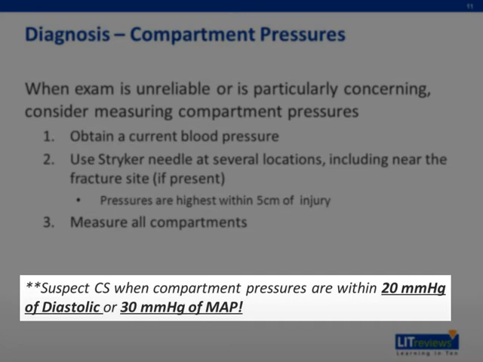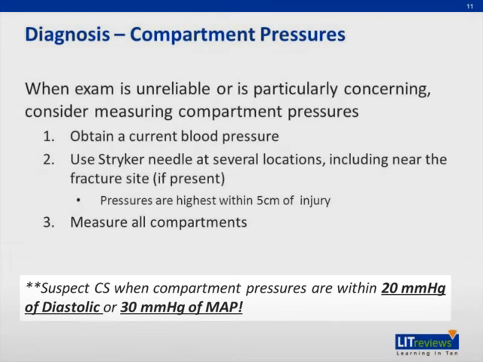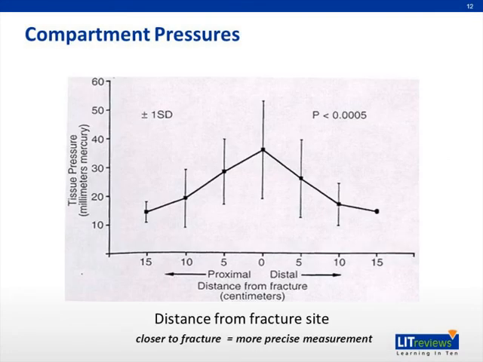Compartment syndrome is diagnosed when your pressure is within 20 millimeters of your diastolic or 30 millimeters of mercury of your MAP. This slide is a discussion of the fact that in the acute fracture setting, the distance you measure from your fracture site, so from where the bone is actually broken, does have an impact on the pressure you're going to see. And the point being that if you really want to get your maximal pressure, give yourself the highest likelihood of diagnosing a compartment syndrome, if it is truly there, you want to be close to your fracture site.